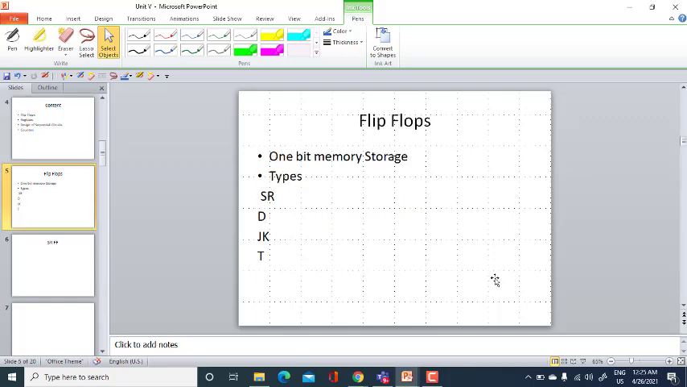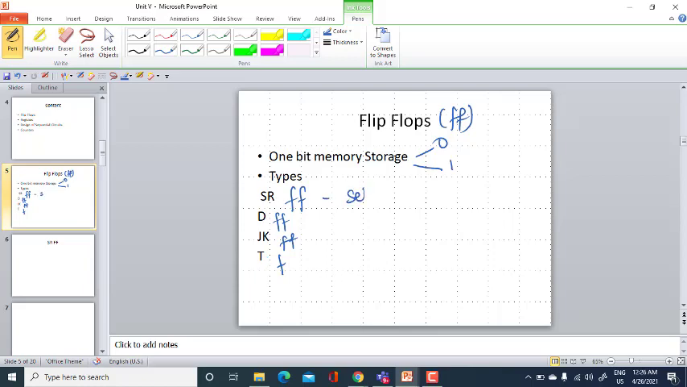So flip-flop, as I said, is a 1-bit memory storage unit. It is a single bit memory storage unit. It can store either binary 0 or binary 1. There are 4 types of flip-flops, which are nothing but SR flip-flop, and I am writing flip-flop as FF, SR flip-flop, D flip-flop, JK flip-flop and T flip-flop.